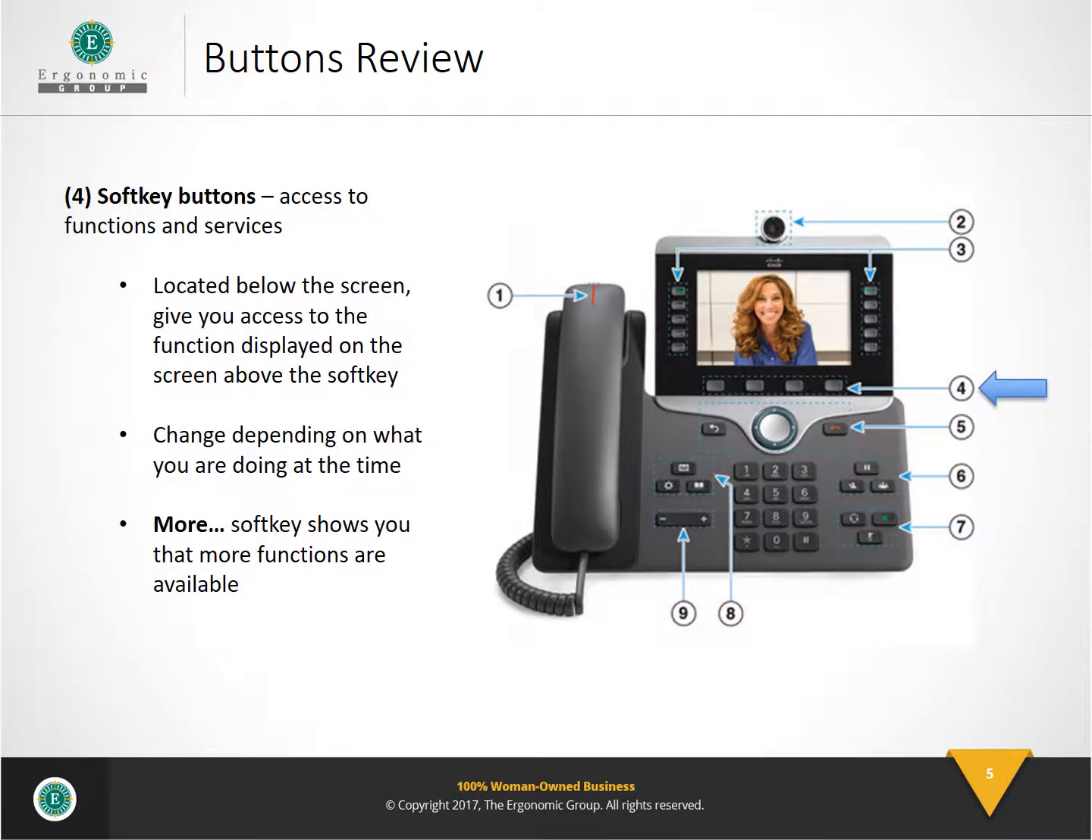Next we have the soft keys. These are located just below the video display and give you access to different functions displayed on the screen above each button. These will change depending on what you're doing on your phone at the time. For example, if the phone is not in use, the far left soft key will display New Call above. If the button is pressed, a new call will initiate. To the far right will often display More. When pressed, this soft key will bring up more functions that are available at the time.